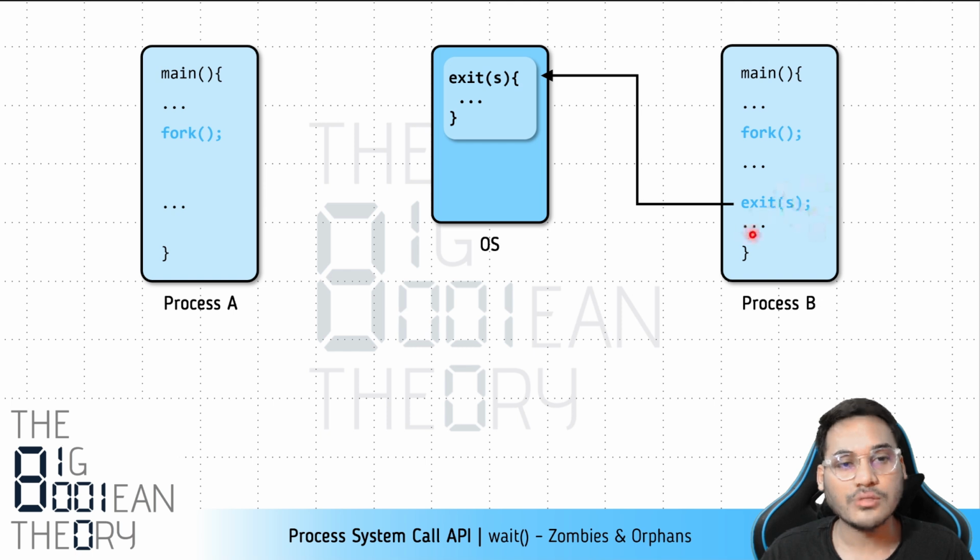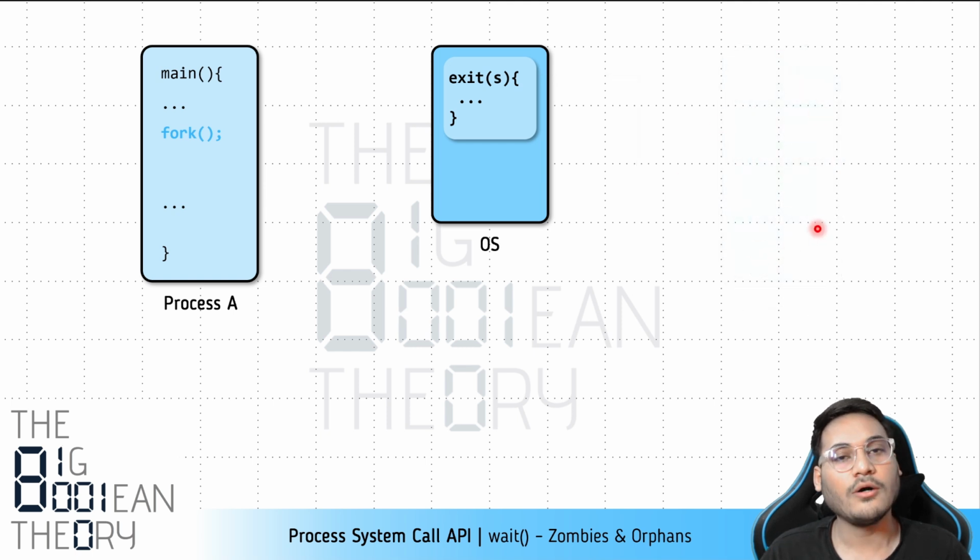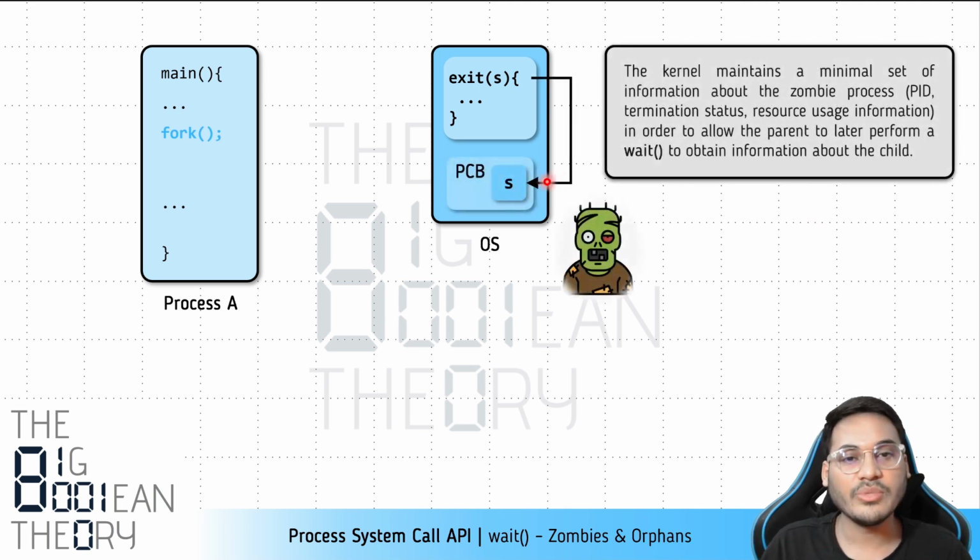So process B goes on, calls exit, and it will get terminated. All of its resources will be removed except for the PCB. In the PCB, the exit system call stores the exit code. And now this is a zombie process. The child process, that is process B, has just exited. There is no running process. All of its resources have been freed. All we have is the process control block.